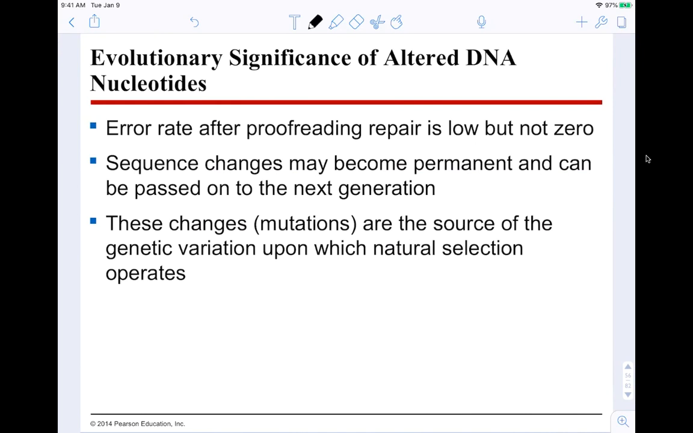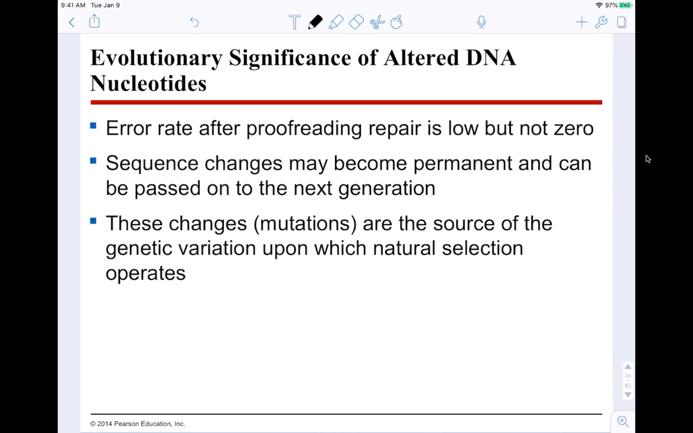So there is an evolutionary significance of altered DNA nucleotides. The error rate after proofreading and repair is low, but it's not zero. It can't catch every single error in every single replication when there are loads of them happening at the same time in your body. Sequence changes may become permanent and can be passed on to the next generation. Typically, we're talking about your germline cells, so your sex cells, your gametes. If a sequence is copied incorrectly in your gametes, then that will be passed on to the next generation because your gametes immediately go in to create the next generation.